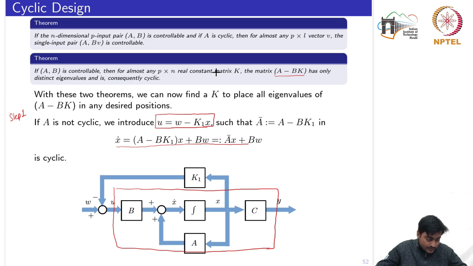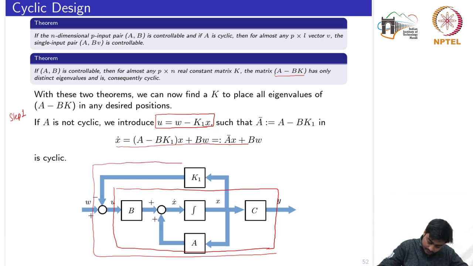Okay, so now we have ensured two things. If I see the map from W to X, I can carry out my design on this map from W to X instead of U to X, because in the map from U to X we do not have the matrix A as a cyclic matrix, but in the map from W to X we have the state matrix as a cyclic matrix.